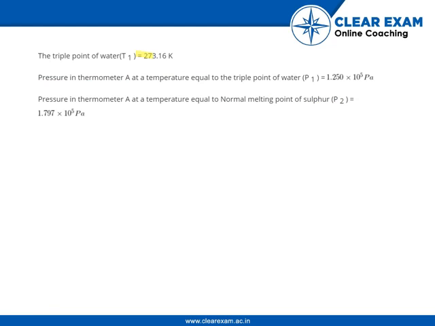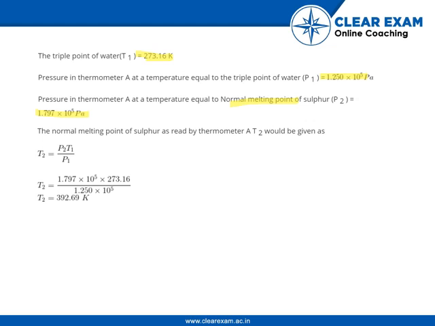The triple point of water is 273.16 Kelvin. The pressure as given is 1.25 × 10^5 and the pressure for the normal melting point of sulfur is also given. So now we put these values in the equation. P1/T1 = P2/T2. Now we put in all the values and get T2 as 392.69 Kelvin.